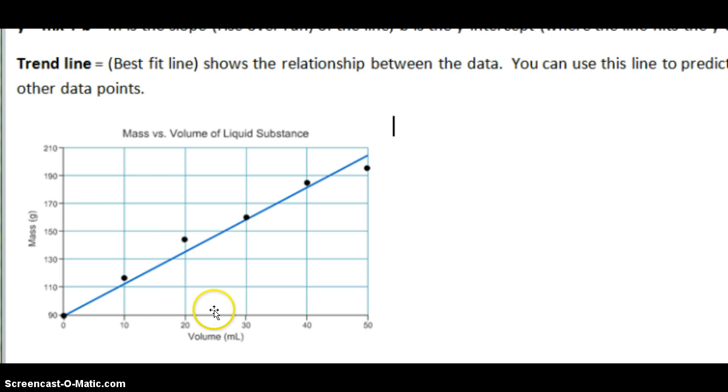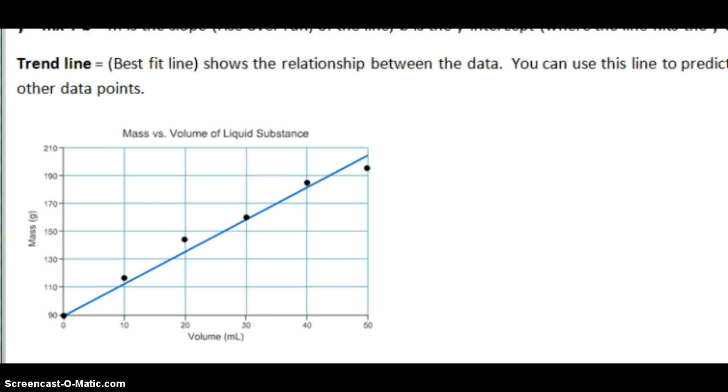So let's try another one quick. What about if I said at 15? At 15 milliliters, what would my mass be? Hit pause, get your answer. Go up to the trend line, I go over, and I'd say, oh, about 125. And so that's the big key part of the trend line.